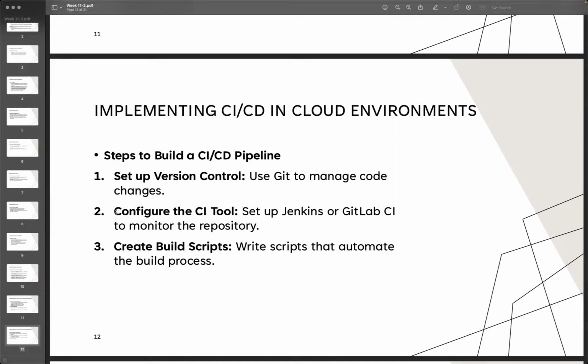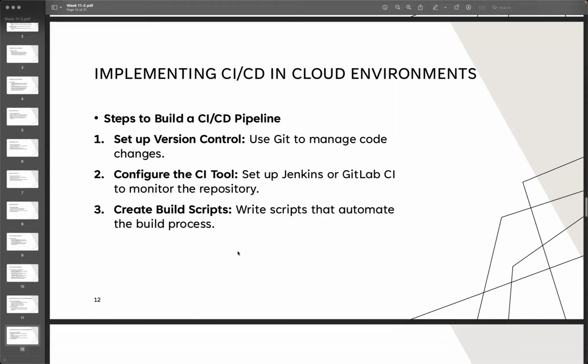And then we need to configure the CI tool, setting up Jenkins or GitLab to monitor the repos. And then we need to create a build script to automate the build process. Nowadays, when we build an application, we would otherwise need to execute it ourselves. So we need a script, so that once we finish the testing, it automatically builds and creates the final production version. Okay.